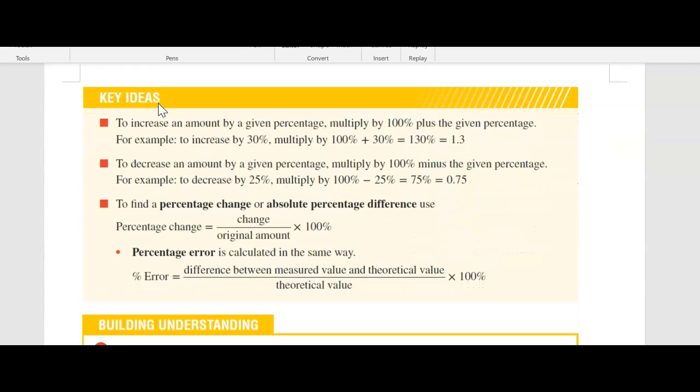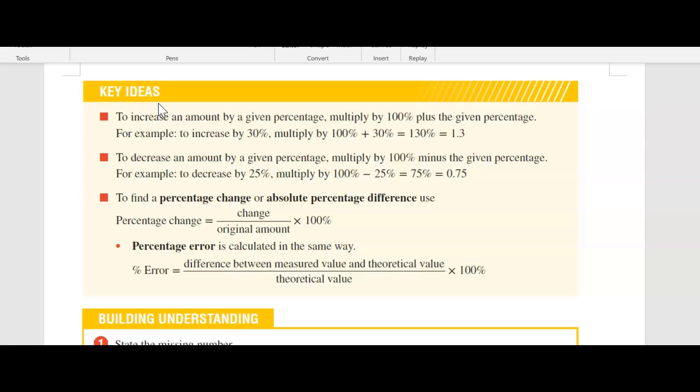All right. Moving on to the next key ideas. To increase an amount by a given percentage, multiply by 100 plus the given percentage, because basically you want to include what you already have and add more to it. So if we wanted to increase something by 30%, we need to add that 30% to 100. It's extremely important that you do that. Otherwise, you're just going to end up with the percentage amount, not the total amount. So the 100 just means we're taking the full amount and we're adding an extra 30%.